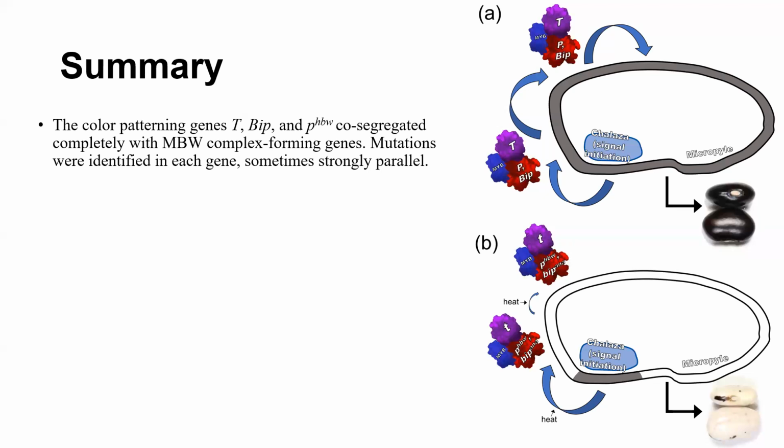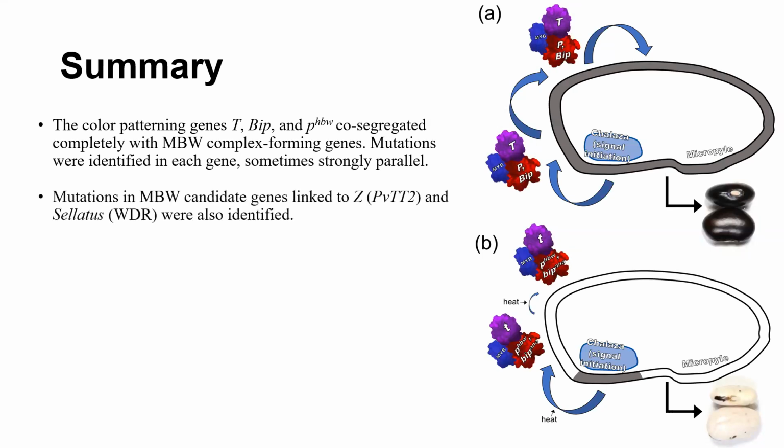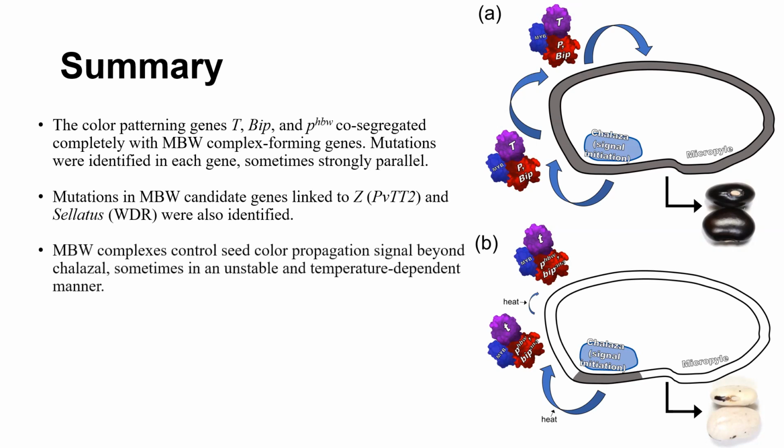And we found that many times these mutations were very highly parallel. So again, 7 independent mutations, even just in that T gene here in purple. And we also found additional mutations in some other genes that are also part of these MBW complexes. And those will definitely be things to look at in more detail in the future.